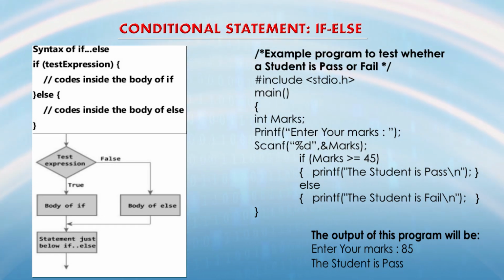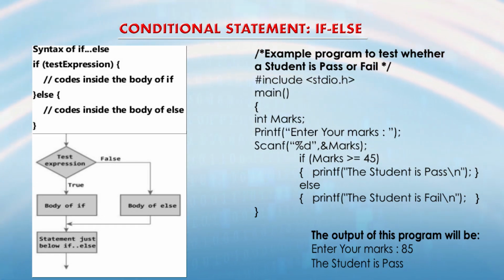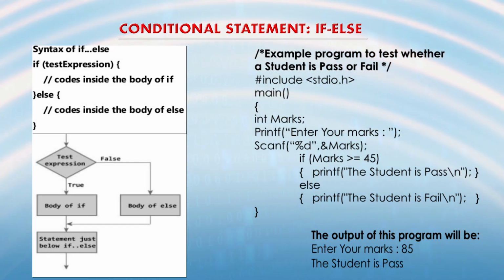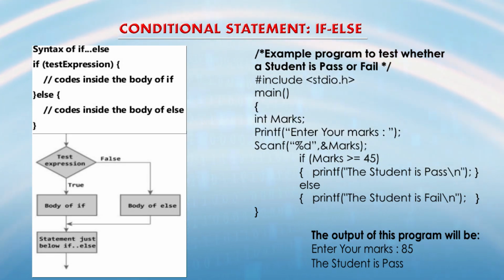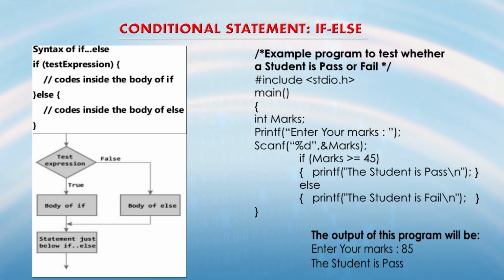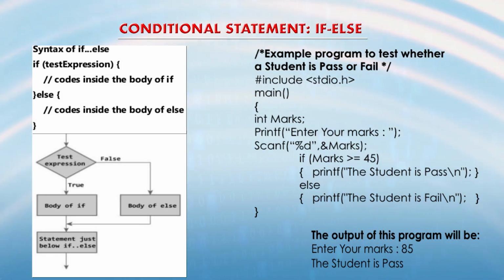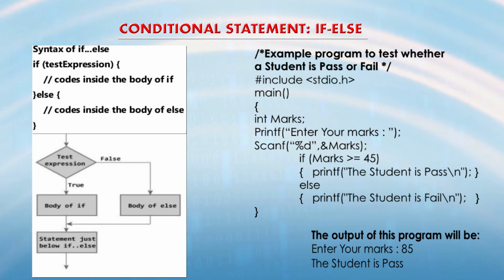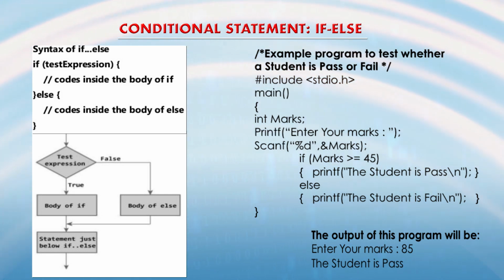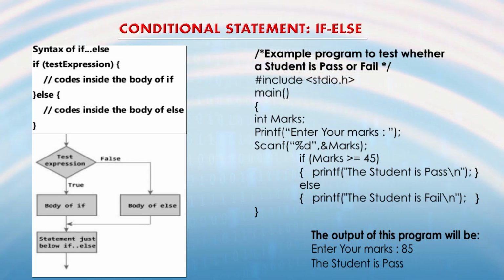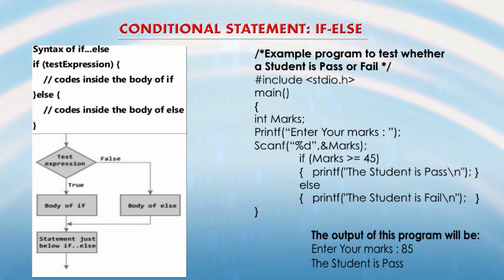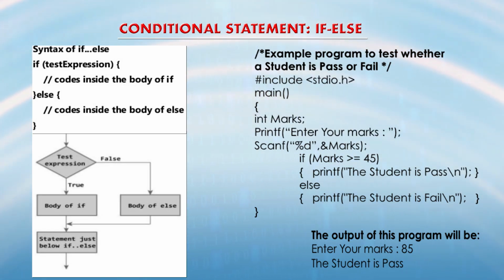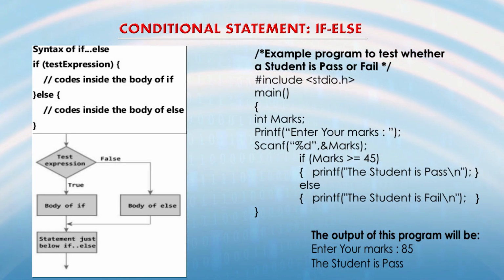Now here also you can simplify the program. This was actually to let you understand how if else works in a simple manner, but even if you remove the else construct over here and just write print the student is fail, it will be fine. Because when you write the program printf enter your marks, scanf %d comma and marks, if marks greater than or equal to 45, print the student is pass, braces closed, and after that you write printf the student is fail.